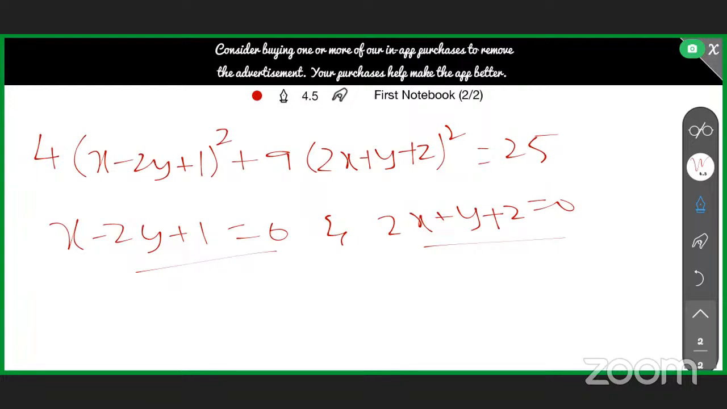Now we have to find the new equation of this particular curve. (4x - 2y + 1)² + 9(2x + y + 2)² = 25.